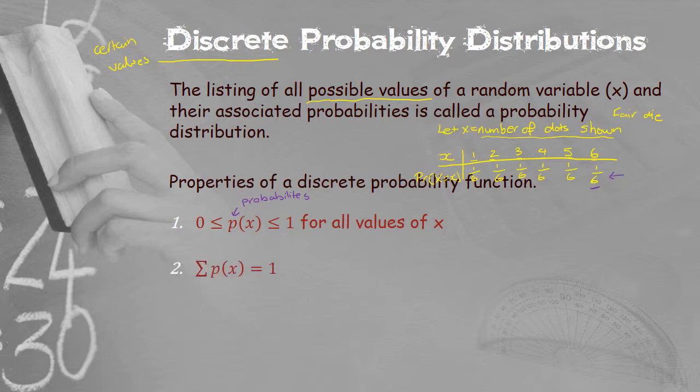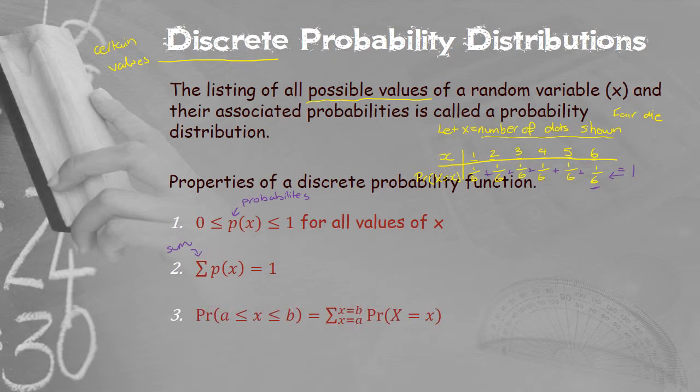Second, we know for a probability distribution or a probability function, the sum, remember this symbol here is a Greek letter meaning sum, the sum of all probabilities equals 1. If I was to add all of these together, 1/6 plus 1/6 plus 1/6 plus, we would end up with 1. What that means is it's certain that one of these options in our sample space, either 1, 2, 3, 4, 5, 6, will be shown when this event occurs.